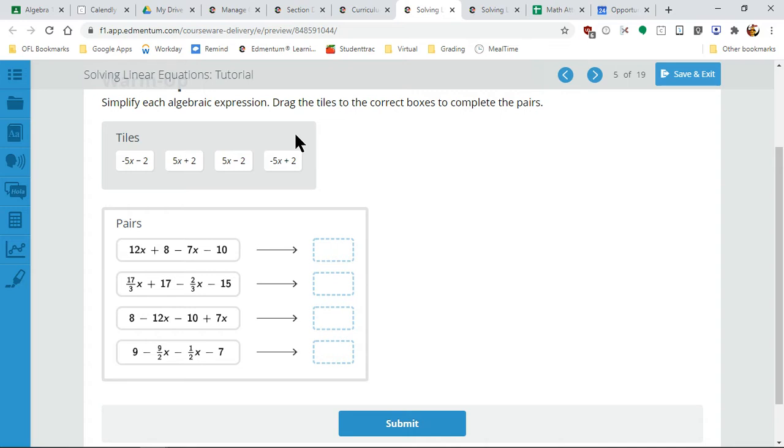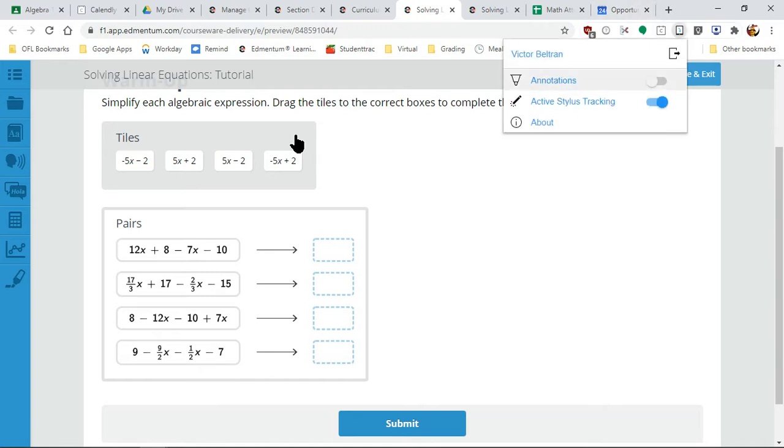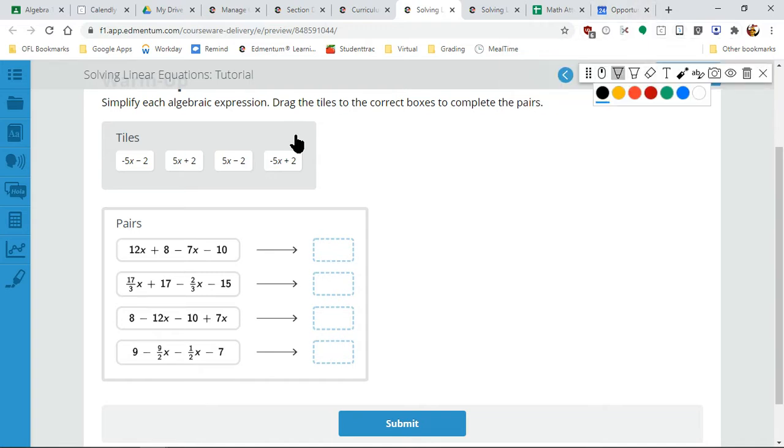First things first, guys, whenever you start off, you want to start by circling your like terms. If you don't want to circle, that's fine. Just remember that they're different.